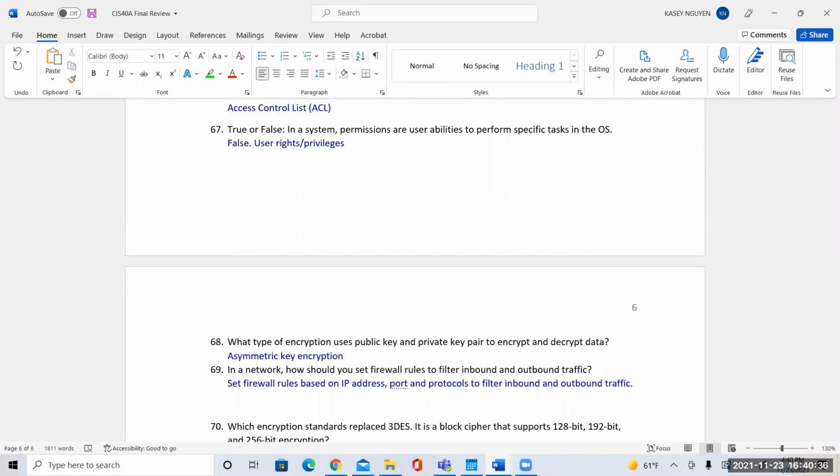69. In a network, how should you set the firewall rules to filter inbound, outbound traffic? You should set the rules based on IP address, port, protocols. And that is really to support the deny and allowance of your services. Because in order to establish a service, they have to connect, and they connect to the port, and they connect to the system, so IP, and then the protocol would provide services as it formats the data for that, right?